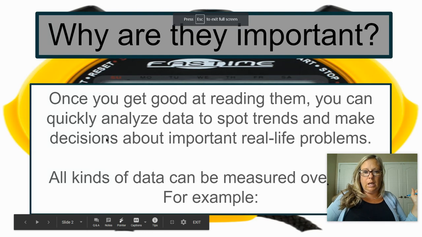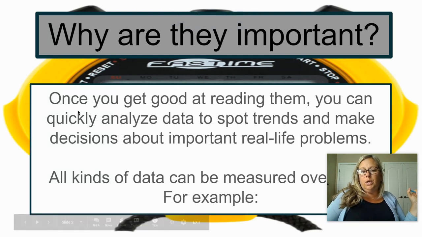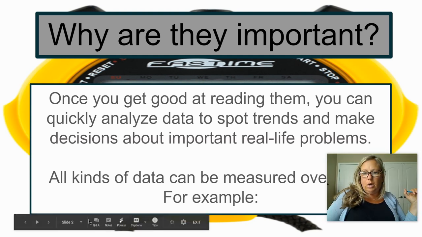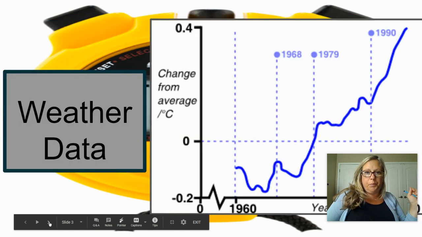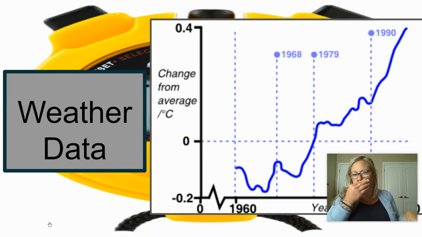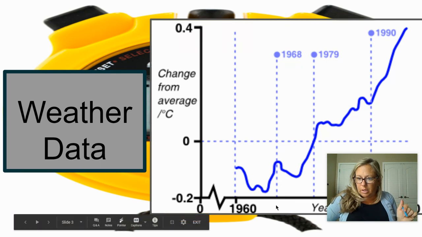All right. And it says once you get good at reading a distance over time graph, you can quickly analyze your data to spot trends and make decisions about important real life problems. And it says that all data can be measured on a graph, all kinds of data. So, for instance, this one is weather data. And I know I'm down here, but do you see right here where it says years, right?